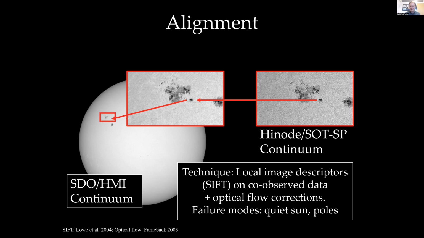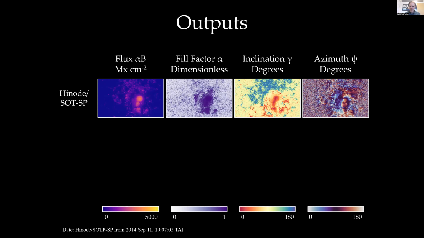Its failure modes are stuff like quiet sun, which is not necessarily very interesting. And it doesn't work well in poles, but we have a forthcoming technique which fixes a lot of this sort of stuff and is substantially better. But for now, this works quite well, and we get lots and lots of active regions all over the disk. And so let me show you some outputs.